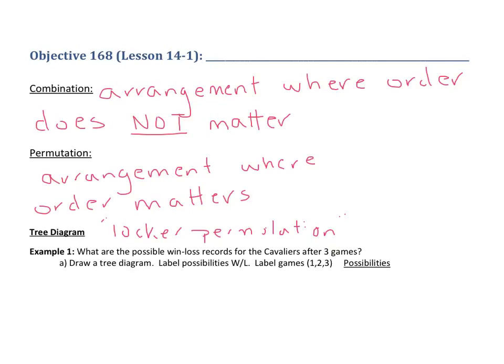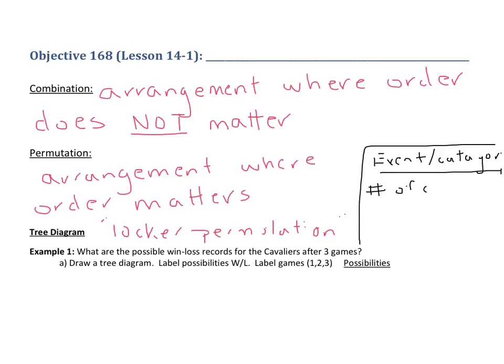And as we go through different situations where we're trying to figure out how many possibilities there are for these different situations, I want you to think about it in two ways, okay? We have an event or a category, and for that event or category, we're always going to be thinking about, well, what is the number of choices, or what is the number of possibilities?